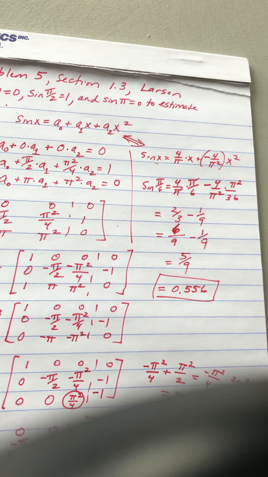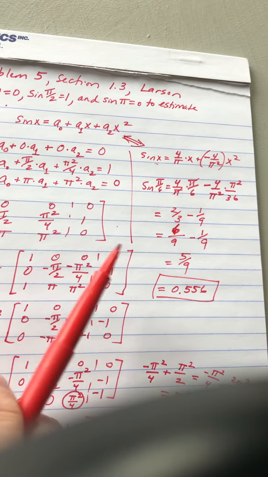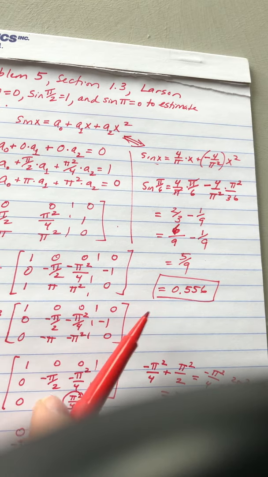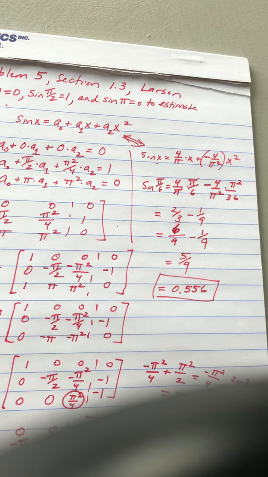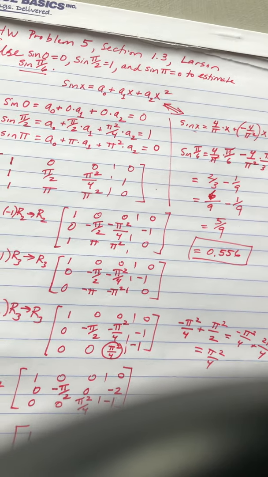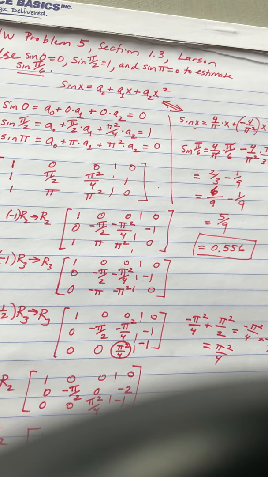I hope that helped you. And yes, indeed, the sine of pi over 6 is 0.5, so that is a pretty nice approximation with just 3 points to approximate.